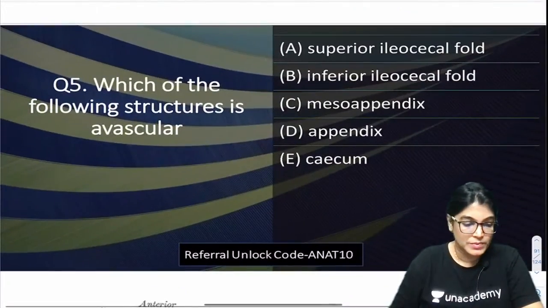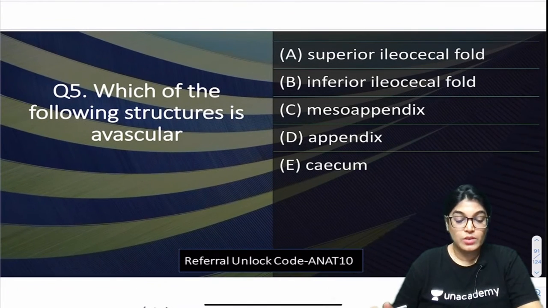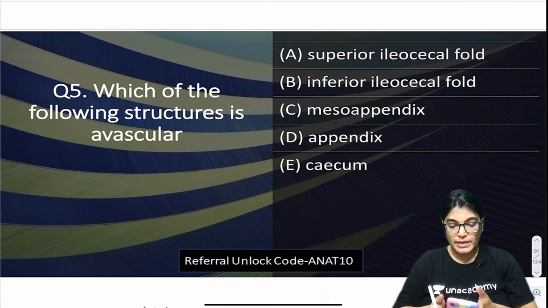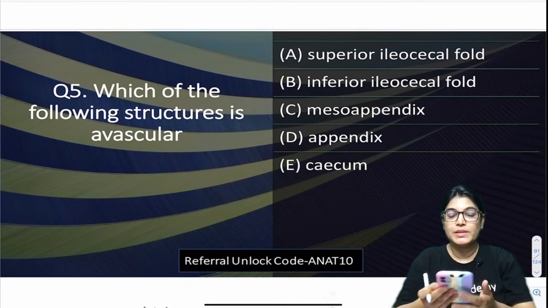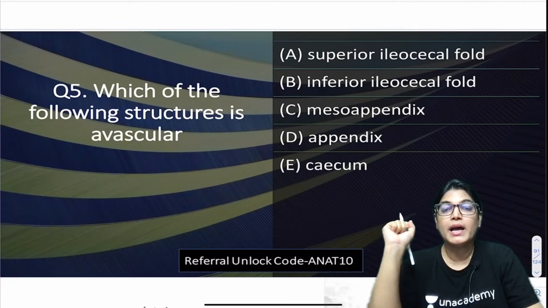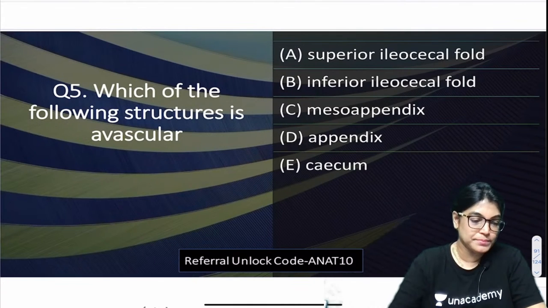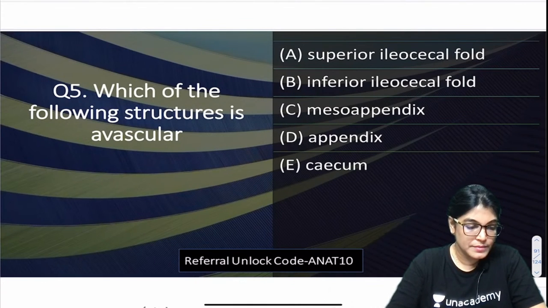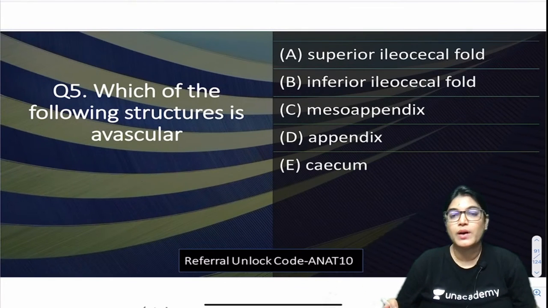Okay, MCQ number 5. Which of the following structures is avascular? A, superior ileocecal fold; B, inferior ileocecal fold; C, mesoappendix; D, appendix; E, cecum. Mark the correct answer, whichever you feel is correct. Nothing to worry about whether it is right or wrong, just mark it.